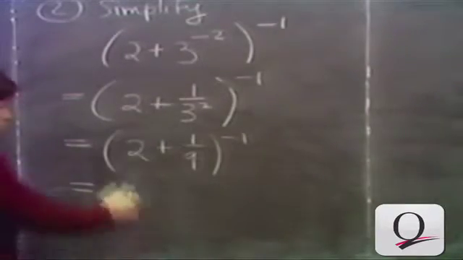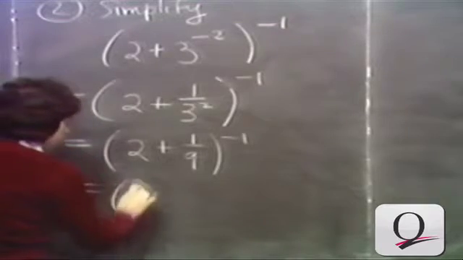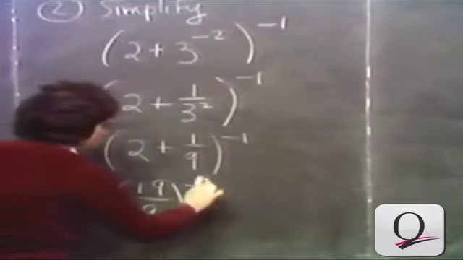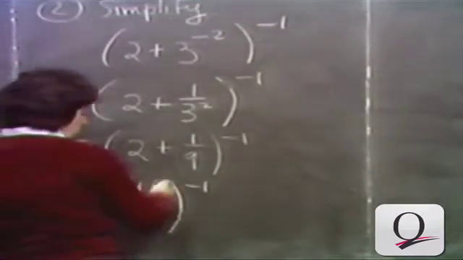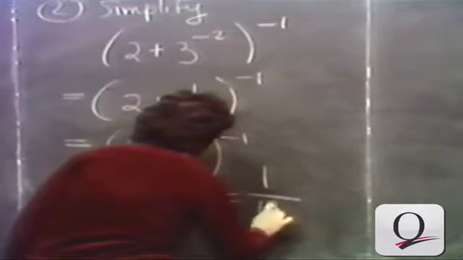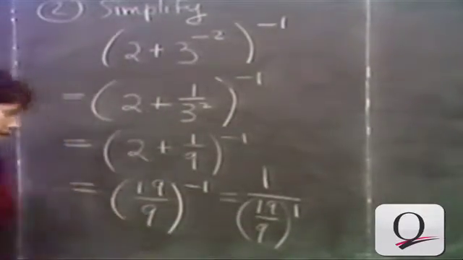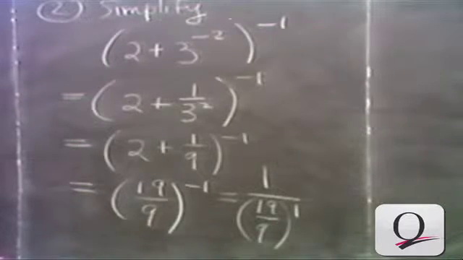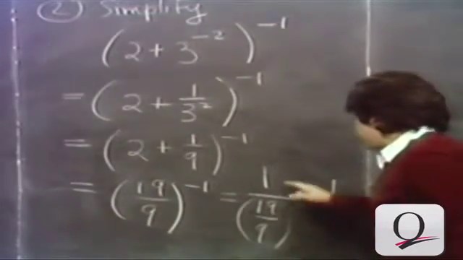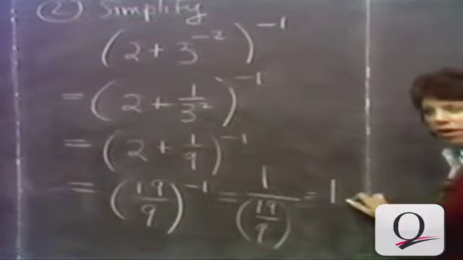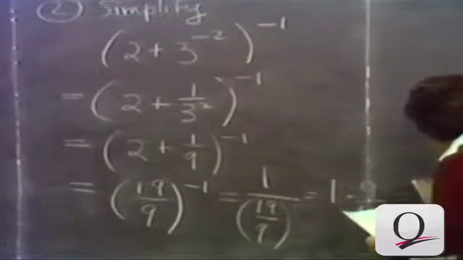Now, 2 plus 1/9, 2 can be thought of as 18/9 plus 1/9, giving us 19/9 to the minus 1 power. Now, you could think of this as something to the minus 1 power, so it's 1 over 19/9 to the first power, using the idea that a to the minus n is 1 over a to the n. And instead of dividing by the fraction 19/9, it's permitted to invert and multiply by 9/19, giving us a final answer of 9/19.